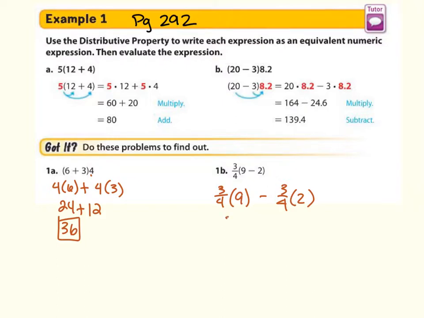3 times 9 is 27. 3 times 2 is 6. 27/4 minus 6/4 leaves us with 21 over 4. When I simplify, I get 5 and 1/4. Let's move on.